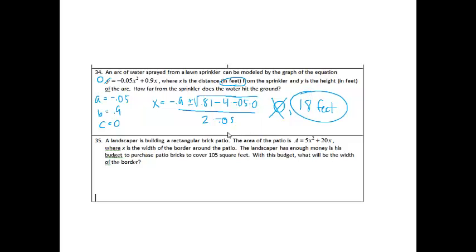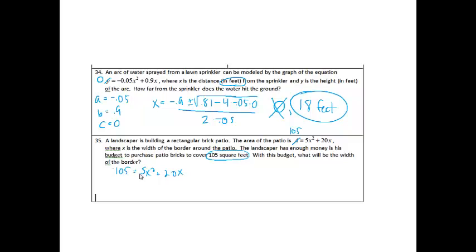All right, number 35. A landscaper is building a rectangular brick patio. The area of the patio is A equals 5x squared plus 20x, where x is the width of the border around the patio. The landscaper has enough money in his budget to purchase patio bricks to cover 105 square feet. With this budget, what will be the width of the border? So he's saying 105 square feet, that's an area. So I'm going to put the 105 in for the A. So I've got 105 equals 5x squared plus 20x.